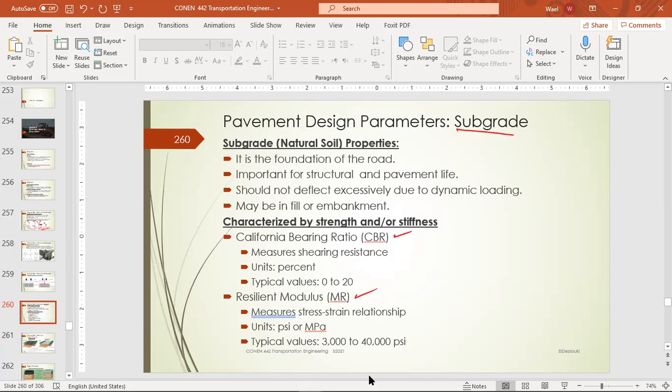It should not deflect excessively due to dynamic loading. It may be in fill or embankment. We might have a fill if there is a cut and fill in the vertical alignment.